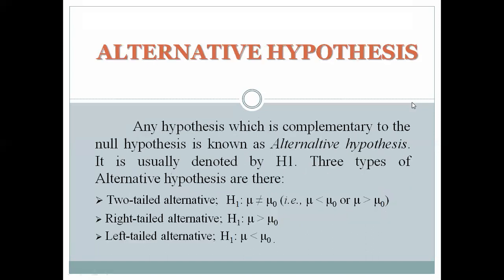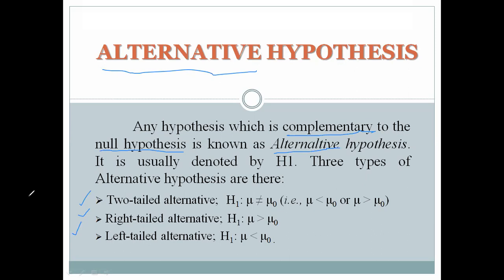The next one is the alternative hypothesis. The complement of the null hypothesis is called the alternative hypothesis. It is usually denoted by H1. There are three types of alternative hypothesis. One is two-tailed, which means both are not equal, that is, mu can be less than or greater than mu naught. Next is right-tailed, which means mu greater than mu naught. Left-tailed means mu less than mu naught.